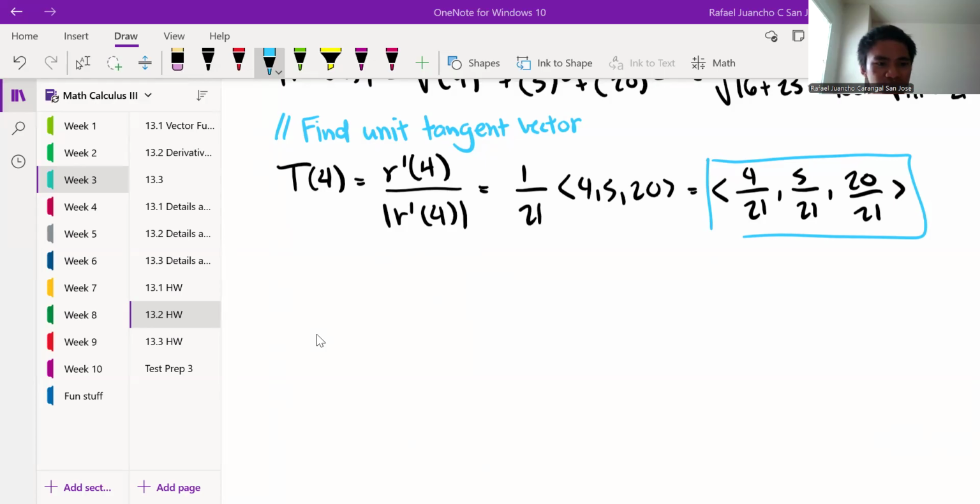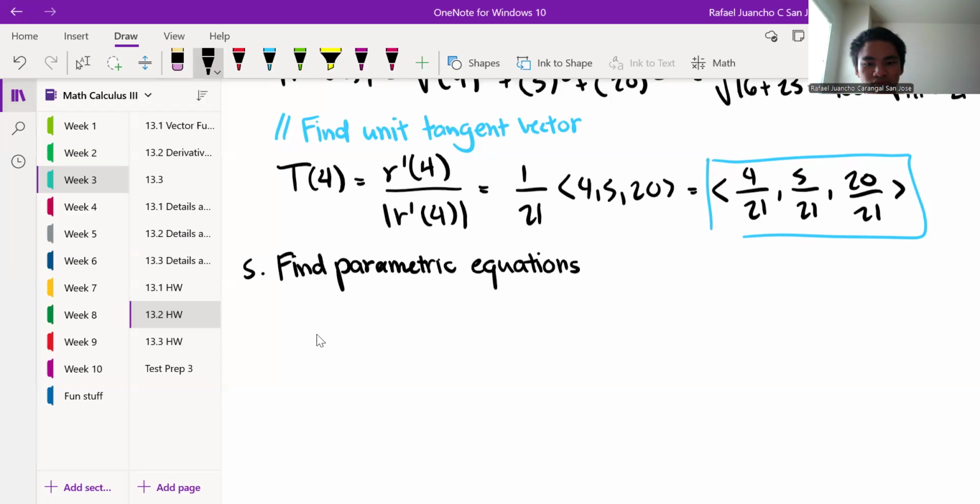Nice. Okay. Now we proceed to our next question. So here we're being asked to find parametric equations for the tangent line.